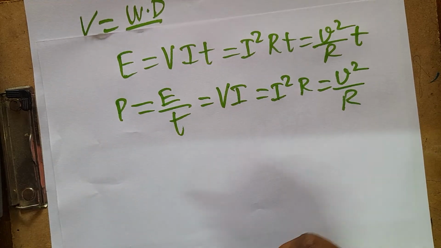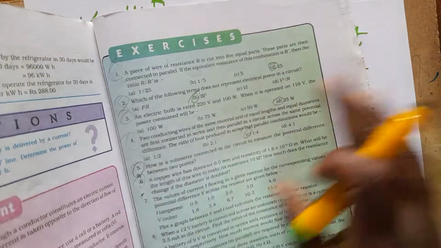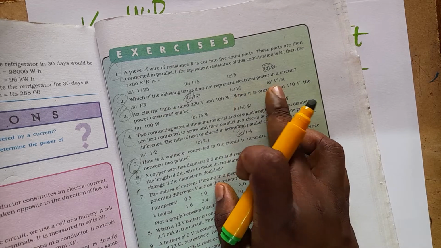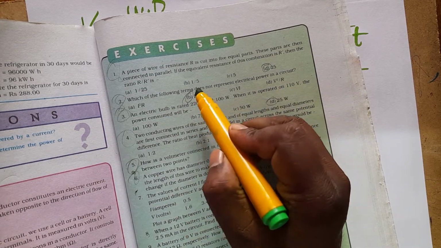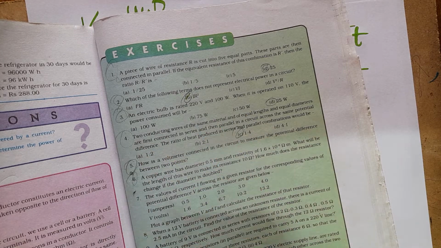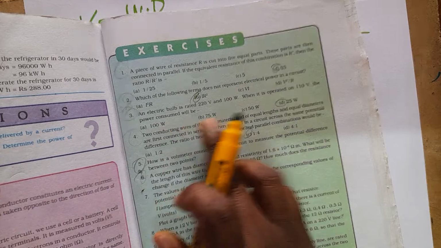So now we have to find which is the answer. They asked which is not a power formula. I square R is a power formula. VI is a power formula. V square by R is a power formula. Only I square R is not a power formula as given in the option. Option B is the correct answer. Now we are going with the third question.